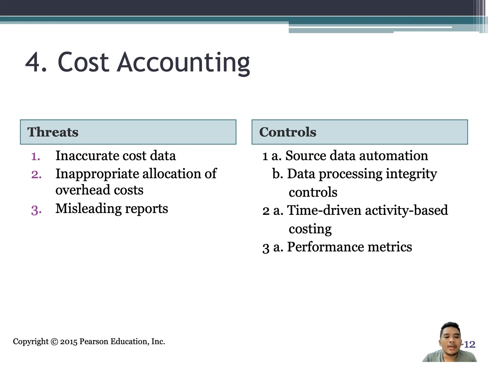And lastly, we have misleading reports. Associated with inaccurate cost data and inappropriate allocation of overhead, you could really expect that if these threats occur in actual practice, that would lead to reports that are really not accurate, that could mislead the users of the financial information. So what are your controls here to mitigate this misleading report? You need to have performance metrics in relation to production of your financial reports.